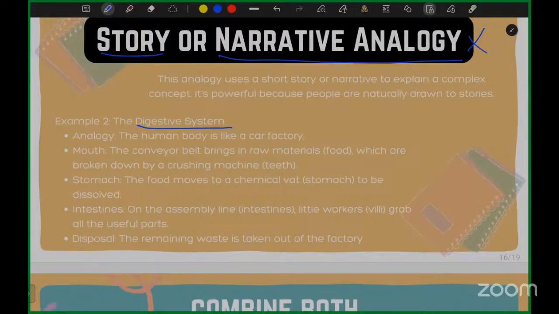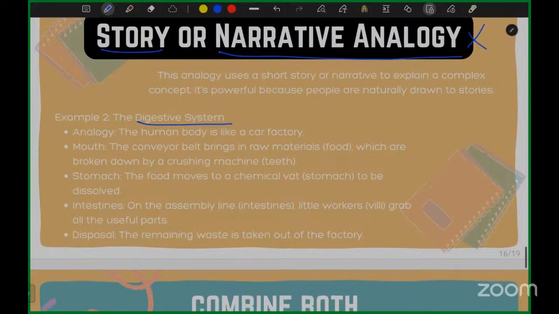They need to draw the digestive system and explain each and every process from the mouth till the intestine, the stomach, every part, and finally the large intestine and rectum. So how can you explain this? Very simple. You can easily understand this concept with a factory, not a car factory, just a factory or an industry.